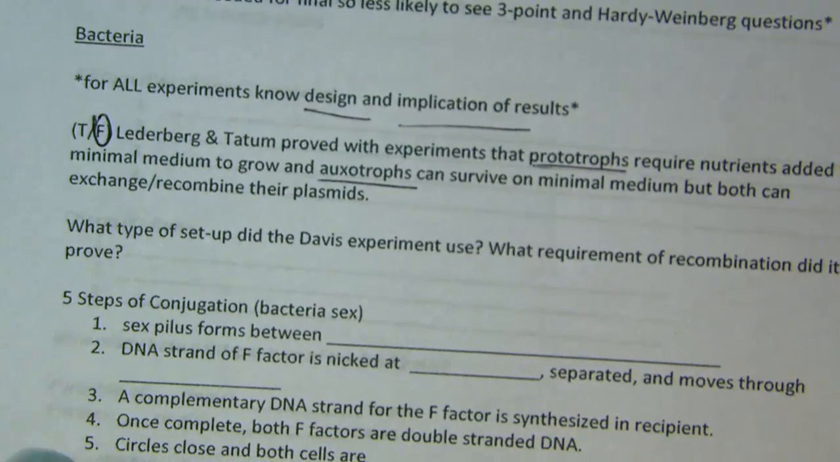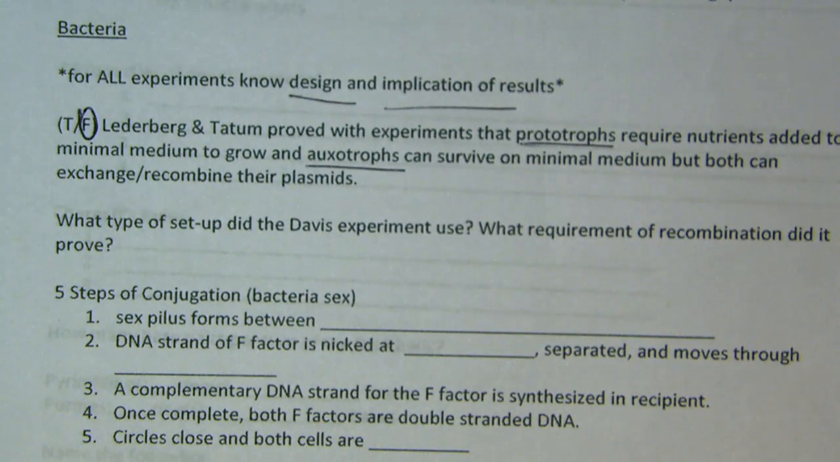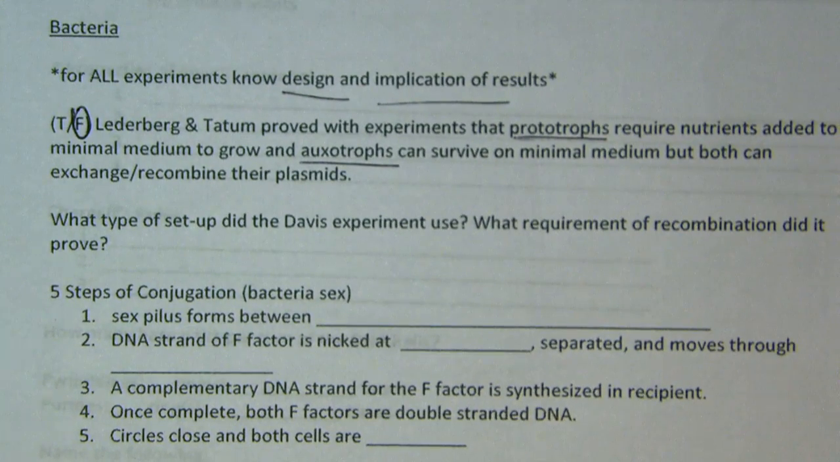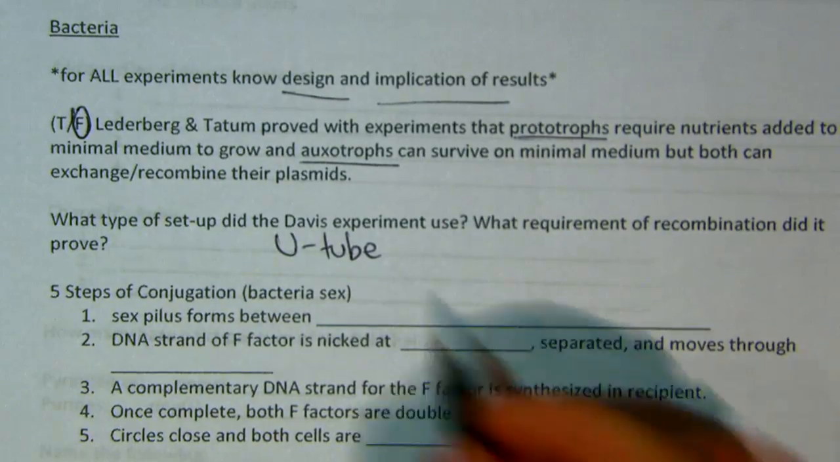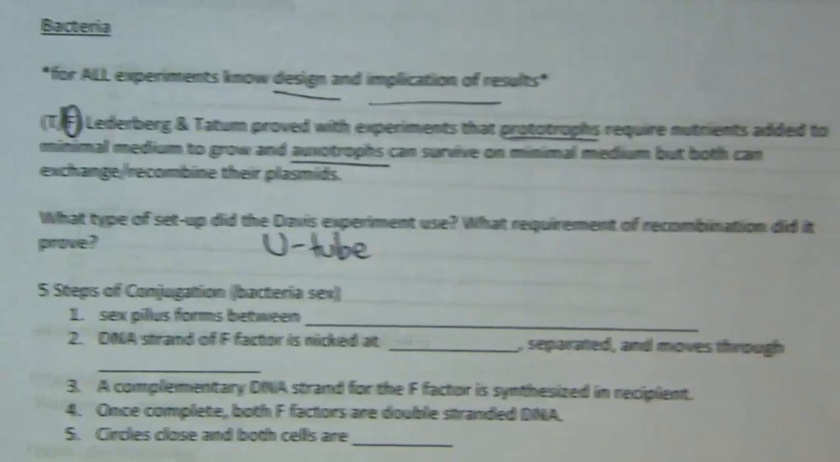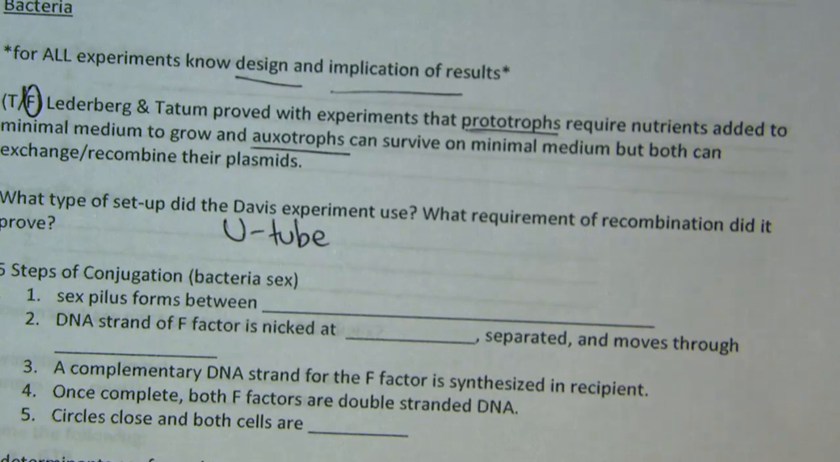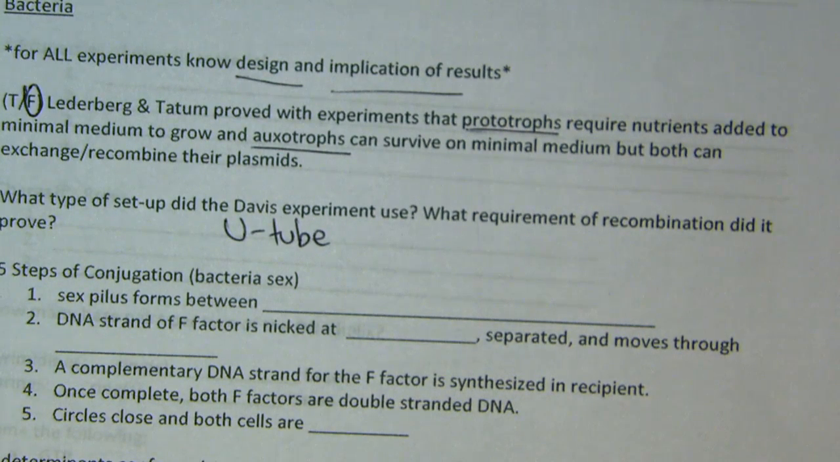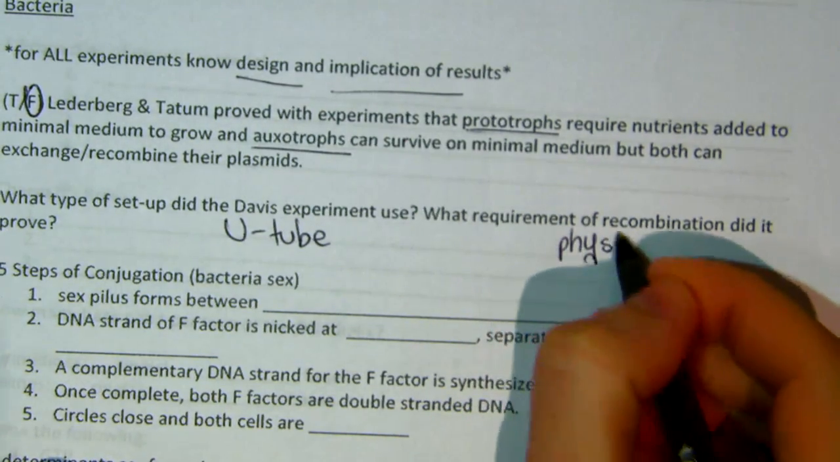Okay, and what was the setup of the Davis experiment? There's one important design piece they used that was very important in demonstrating what they demonstrated. So any ideas? No? Well, they used a U-tube, not like the website, but an actual tube that looks like a U, like this. And they demonstrated a certain requirement of recombination in bacteria. Do you know what that is? No? Good, exactly. There is a physical contact requirement.